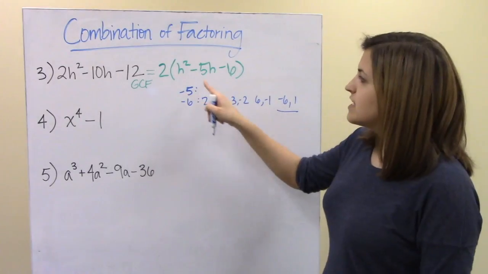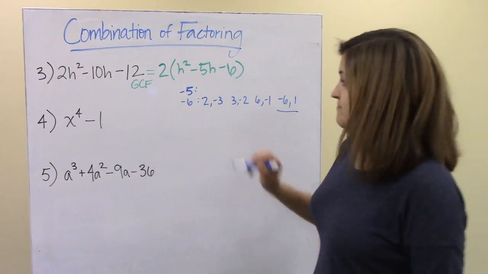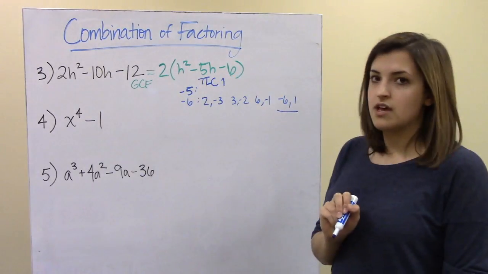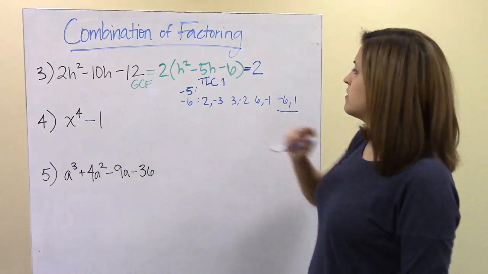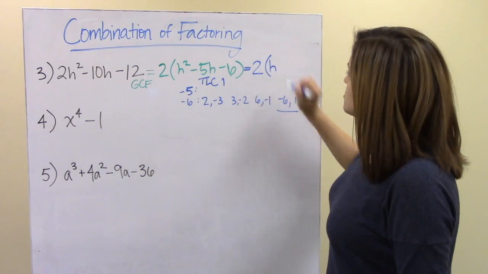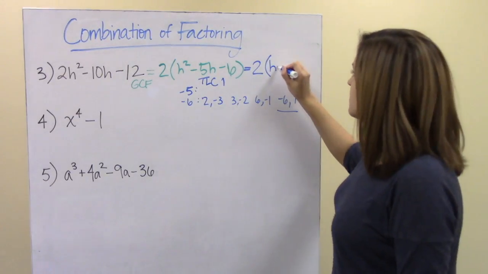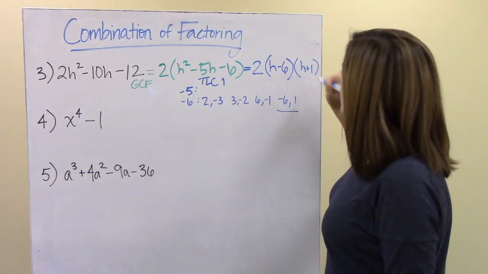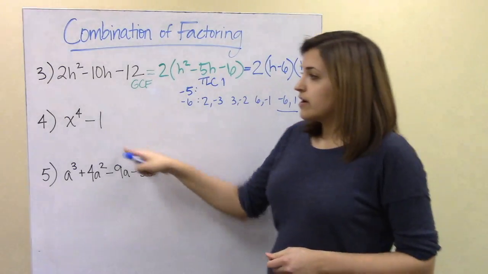So this is a trinomial with a leading coefficient of 1. So we have TLC of 1. So we can factor this further. We will have 2 from before, and then we'll have h minus 6 times h plus 1. So 2 times h minus 6 times h plus 1, and that is all factored. All right, number 4 is interesting.